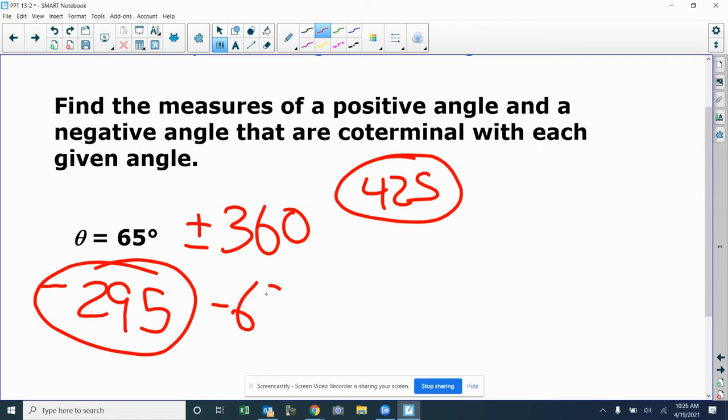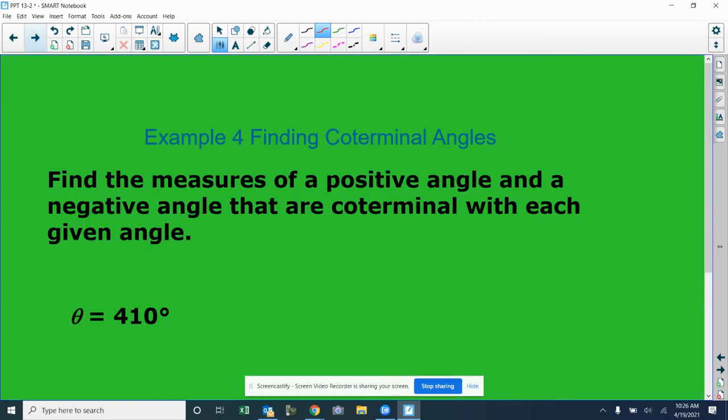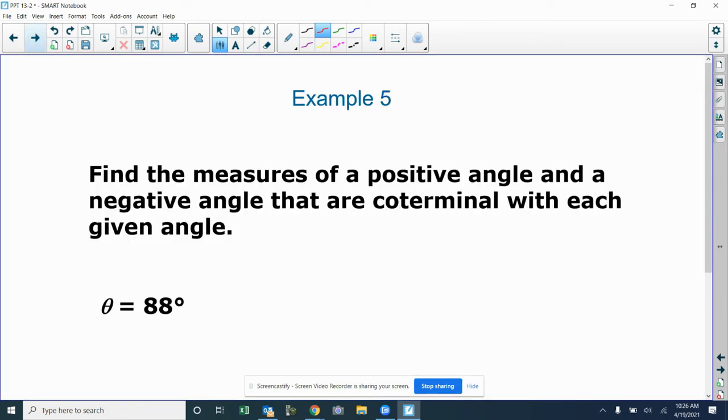Negative 655? Okay. Plus 360 here, what am I going to get? 785. 830. Keep going. Negative would be negative. Keep subtracting and adding. 1,145. There you go. 1,500. How many can you go for? You can go all the way. That's right. How many do you have to do? Well, I just asked you for 2.